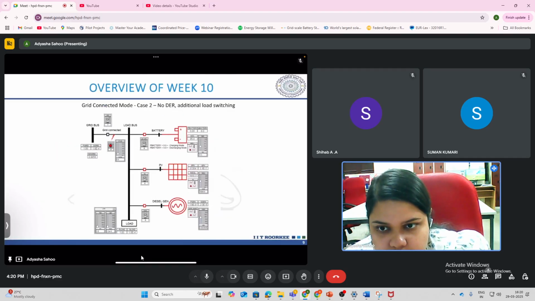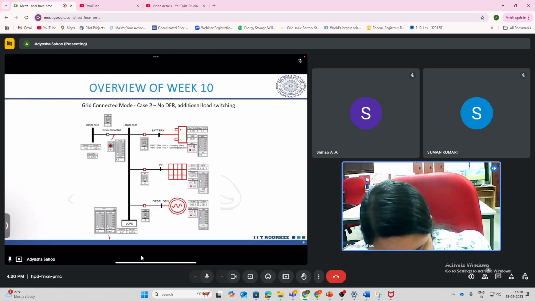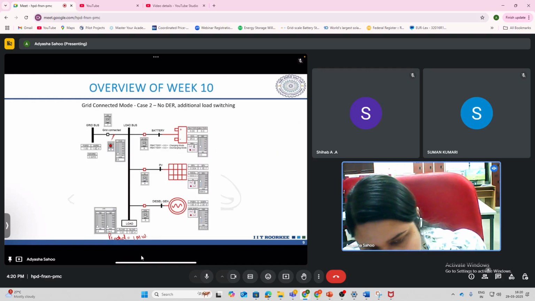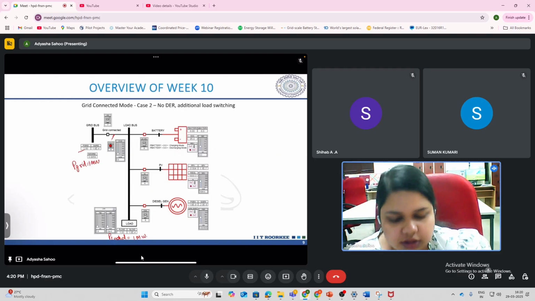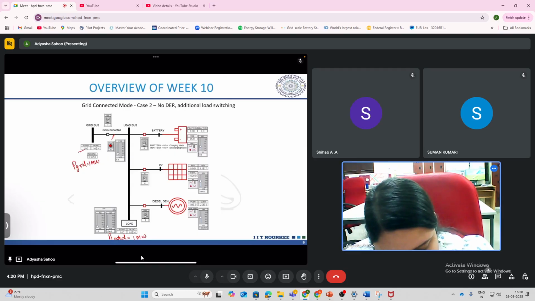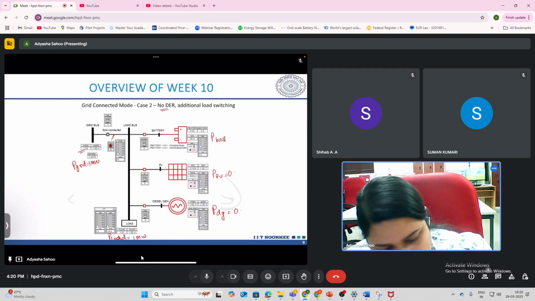In the next case, we see that the load has now increased. You see the P load has increased from 0.5 megawatt to 1 megawatt. To supply this additional power, the P grid has again increased to 1 megawatt, and this is displayed here. I don't know how clear it is, but 1.00 is written here. Again, you have no DER, meaning no PV, so PPV is 0 here. PDG is 0 since it is the grid connected mode, and the battery is also 0.